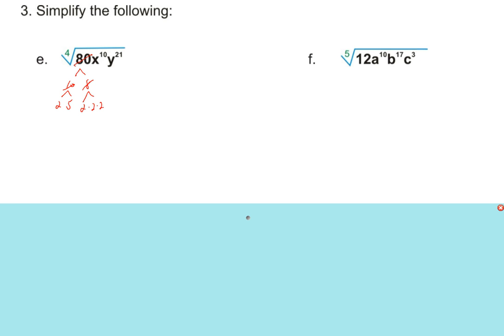It's all about factoring. E is all about getting them in sets of 4.